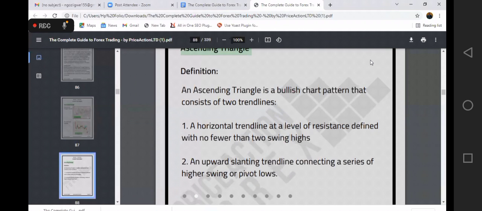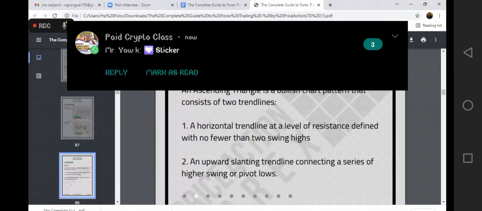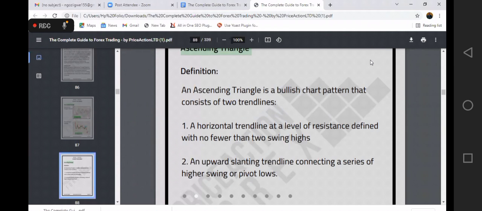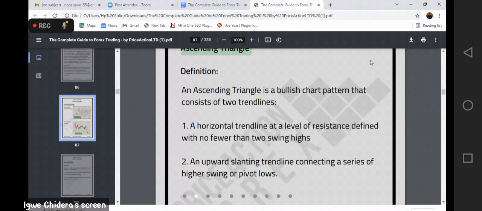An ascending triangle is a bullish chart pattern that consists of two trend lines. One, a horizontal trend line at the level of what? Resistance. You remember what you draw, that is an ascending triangle. So it's very simple. I tell you guys, if you make a mistake, you might be drawing another triangle without knowing. They say first one, a horizontal trend line at a level of resistance defined with no fewer than two swing highs. So what they mean is not less than two highs. Like I told you guys, you can only connect your trend line when there are at least two highs.